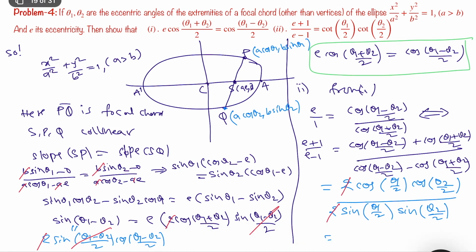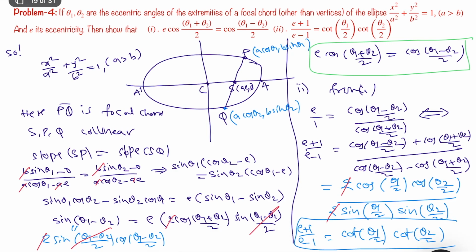This cos theta 1 by 2 by sin theta 1 by 2 we can write as cot of theta 1 by 2. Cos theta 2 by 2 by sin theta 2 by 2 we can write as cot of theta 2 by 2. Okay, so the left hand side we have (e plus 1) by (e minus 1). Okay, fine.